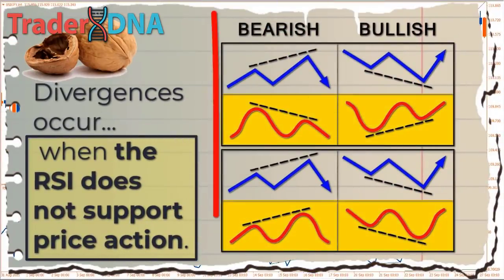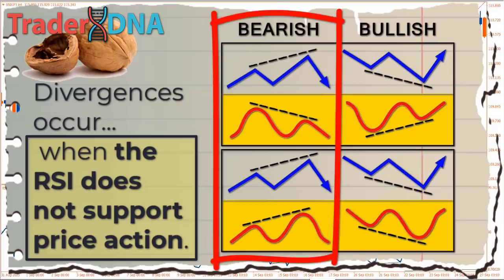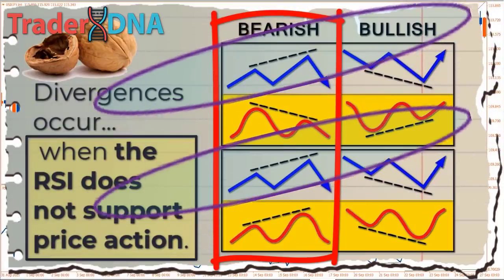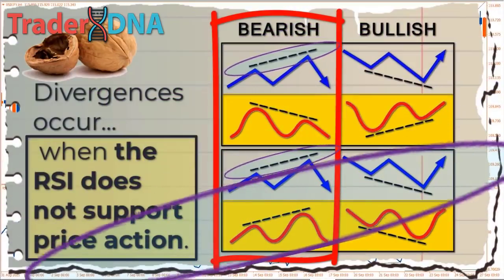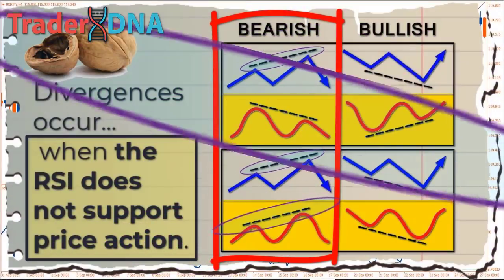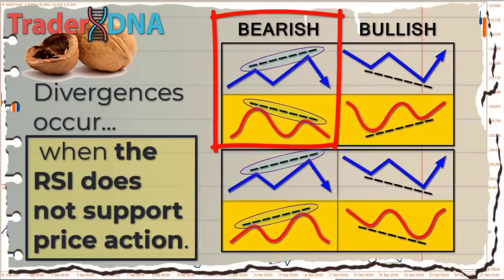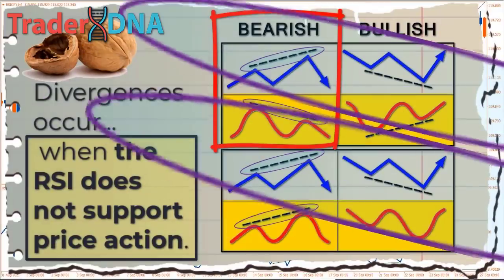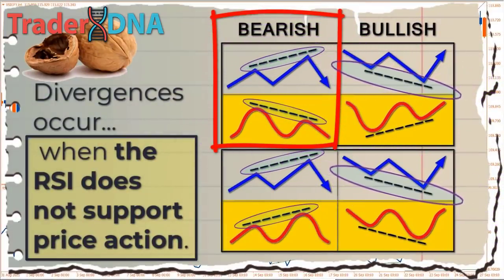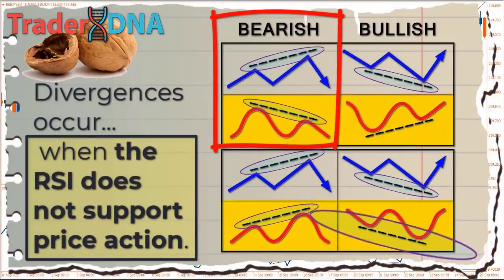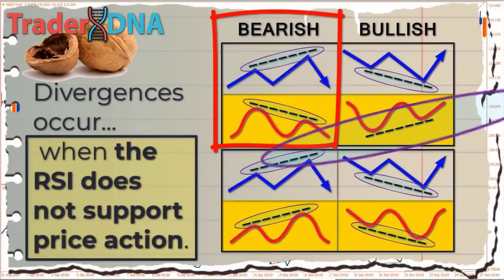This diagram illustrates a bearish RSI divergence. When price action pushes to higher highs, we expect the RSI to do the same. When the RSI does not, we observe a bearish divergence. In the opposite situation, as price action pushes down to lower lows, we expect the RSI to go lower as well. If the RSI does not do that, a bullish divergence is present.